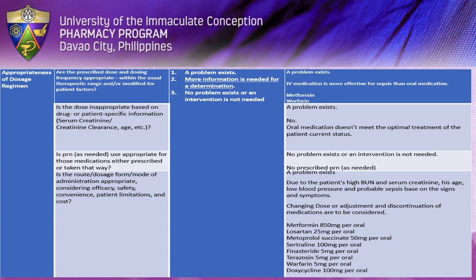Is PRN use appropriate for those medications either prescribed or taken that way? No problem exists. Is the route, dosage form, mode of administration appropriate considering efficacy, safety, convenience, patient's limitations, and cost? A problem exists. Due to the patient's high BUN and serum creatinine, his age, low blood pressure, and probable sepsis based on the signs and symptoms. Changing dose or adjustment and discontinuation of medications are to be considered.